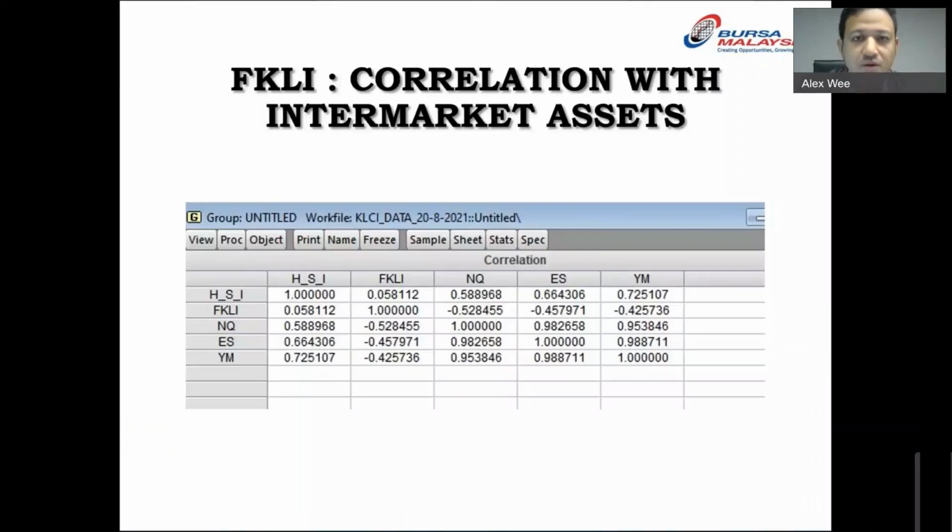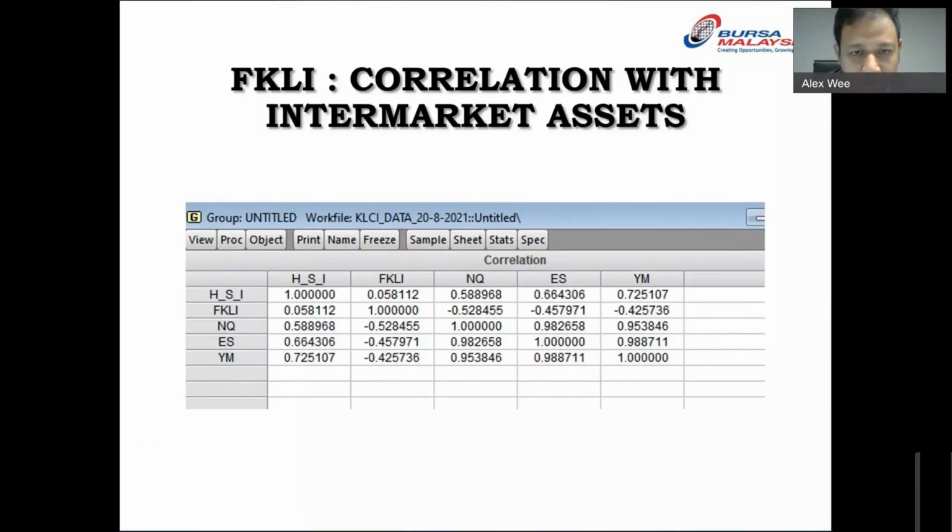All right, so for example, FKLI. Just now I talked a lot about FCPO, now let's look at FKLI. FKLI, the correlation with intermarket assets: HSI, NASDAQ, S&P, ES is S&P E-mini, YM is Dow Jones E-mini. So let's see whether these are correlated first before we talk about co-integrated.